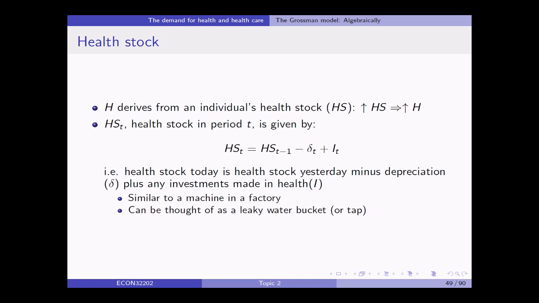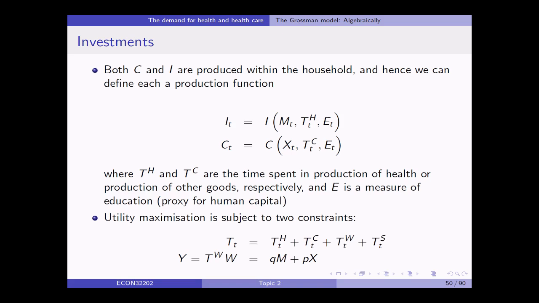And everyone wants to have better health, so everyone tries to improve their health by trying to ensure that I is at least as big as delta. But I isn't a thing, it's a production process, so we produce health by investing in it, and then we can define a production function for that investment. This is a very simple representation of a production function, but again you can extend this lots of different ways and the same principles apply.